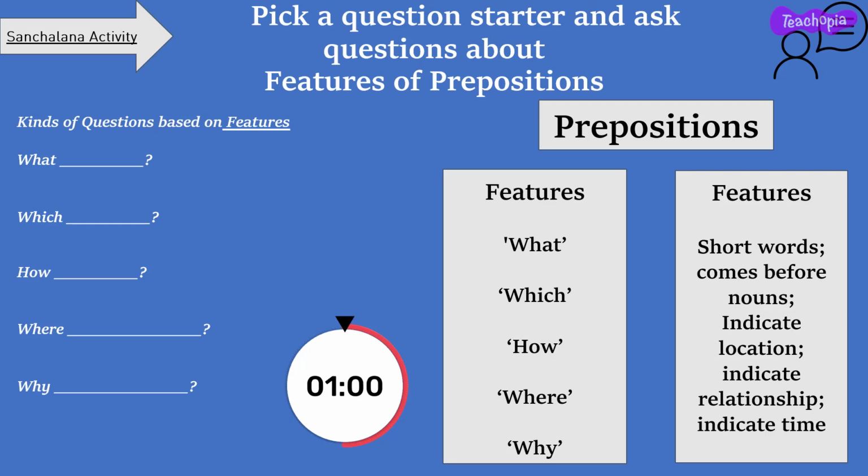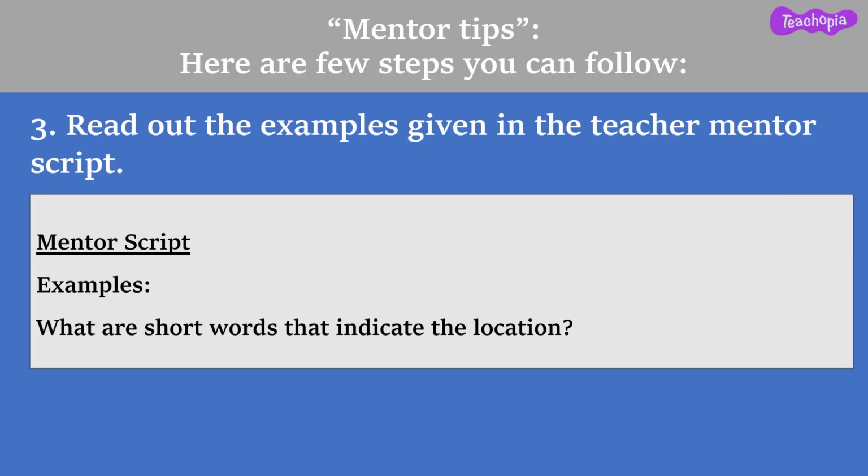You might find certain examples in your mentor script, and this is one of them. What are short words that indicate the location? Such kind of examples from your mentor scripts can be used and repeated at the centers for teachers to understand the activity.